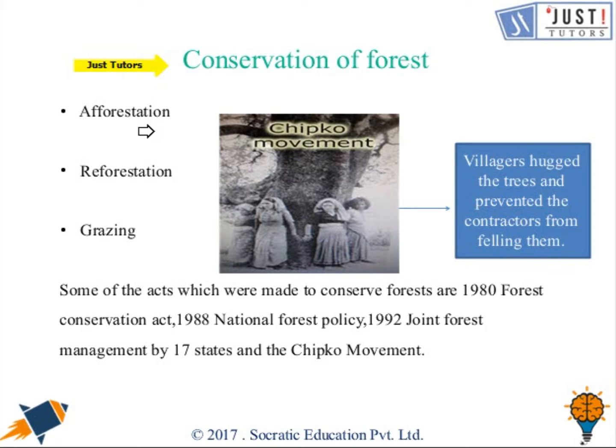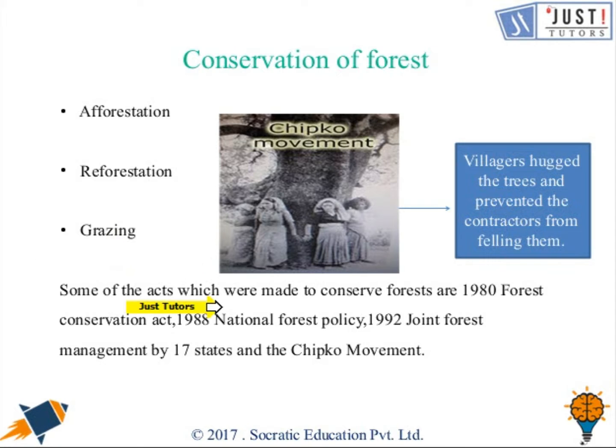The very first is afforestation. It refers to the process of converting a non-forest land into a forest. It is highly important to maintain the biodiversity. The second is reforestation. It is the re-establishment of destroyed forests by planting new trees. The third and last is grazing. Grazing is a method of feeding in which a herbivore feeds on plants such as grasses.